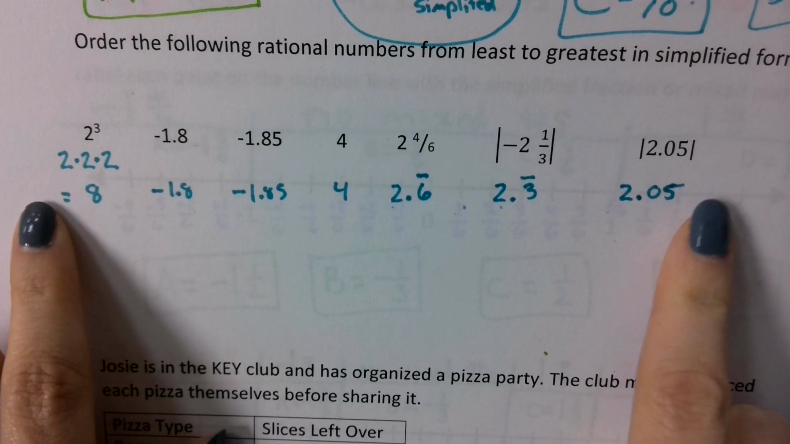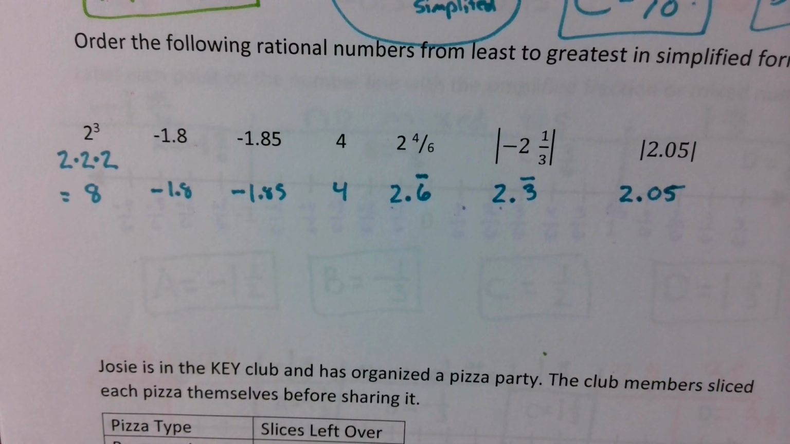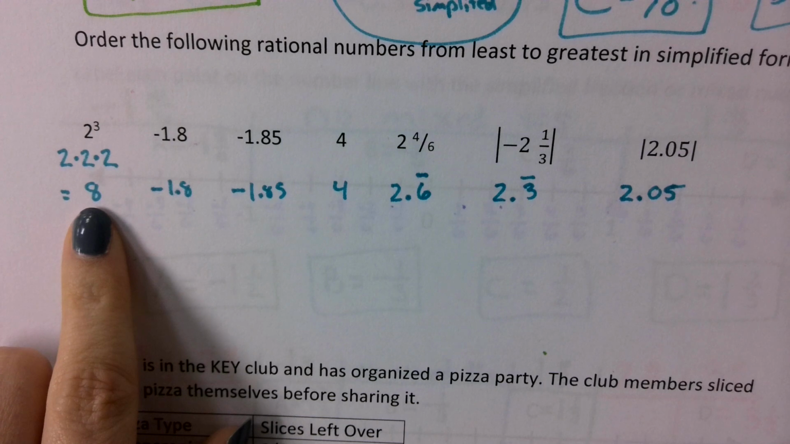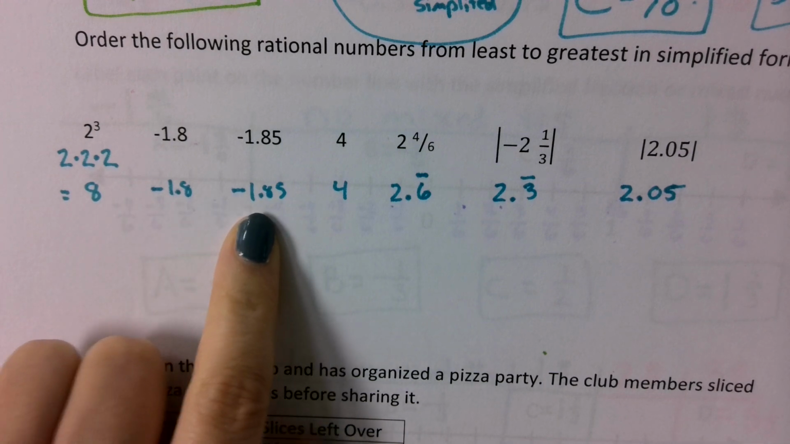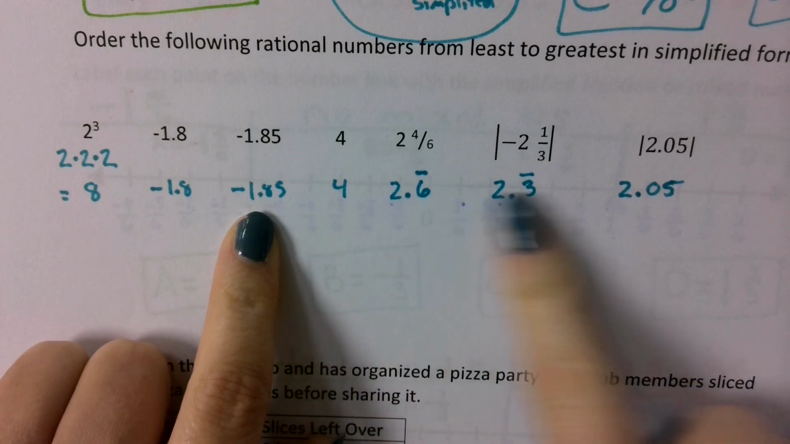The next thing I want to do is I want to look and see what's the largest number of decimals, or largest number of place values I have behind the decimal. Okay, so here I don't have anything behind a decimal. Here I have one number behind a decimal. Here I have 2 numbers behind a decimal, and so on and so forth.